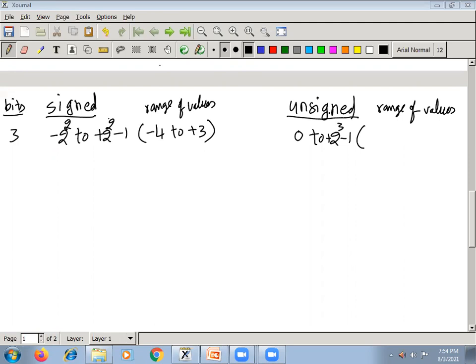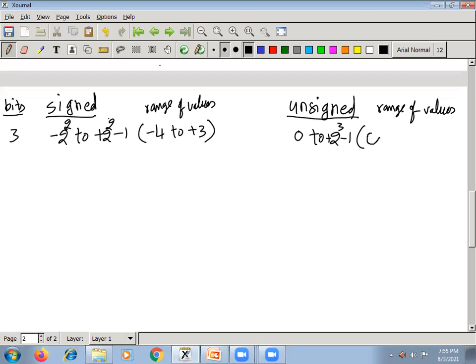So in unsigned numbers, all the 3 bits are available for storing the number. That means all are positive numbers only. Unsigned means all are positive numbers only. On the number line, the positive numbers begin from 0. So all 3 zeros means 0, and all 3 ones is nothing but plus 2 power 3 minus 1.